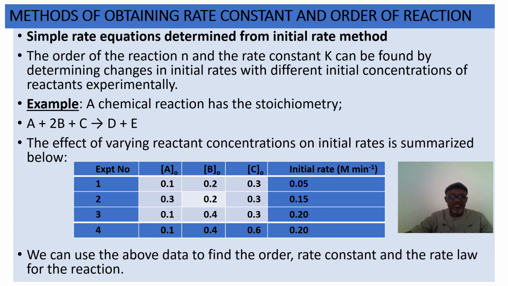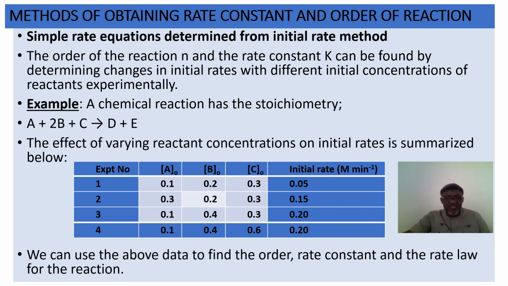So we're going to use an example. A chemical reaction has a stoichiometry A plus 2B plus C giving D plus E. The effect of varying reactant concentrations on initial rate is summarized below. Look at the table. We have experiments 1, 2, 3, 4. Then we have the initial concentrations. You can see the concentrations now have subscript 0.